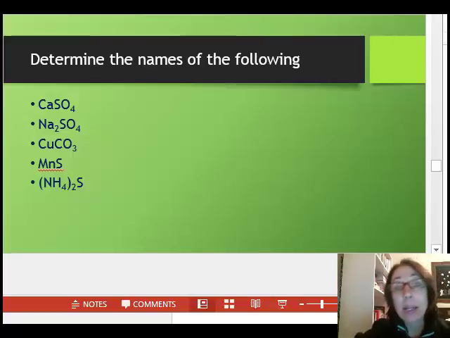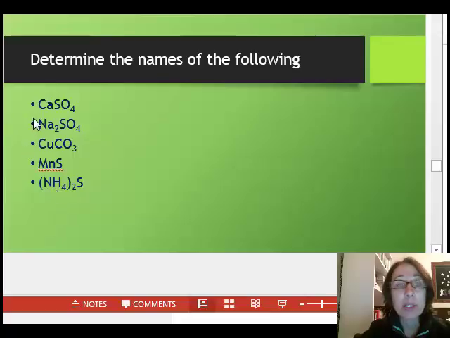Let's look at naming the ionic compounds on the slide. We know these compounds are ionic because they all begin with a metal, except for the last example, which begins with the polyatomic cation ammonium. Remember that the name of an ionic compound is the cation name followed by the anion name.